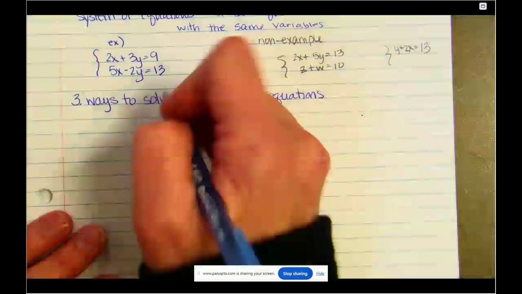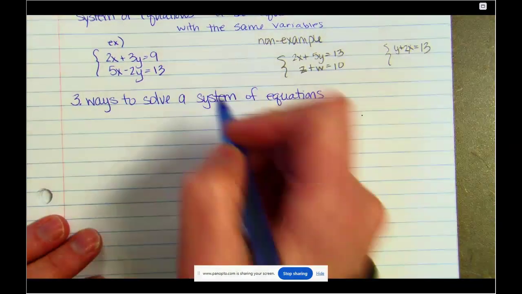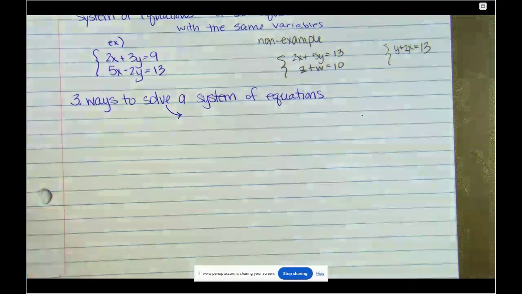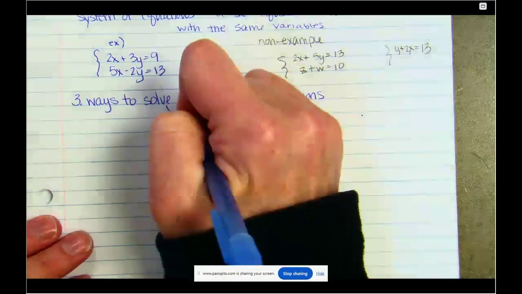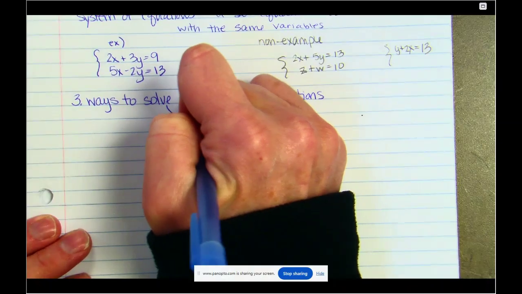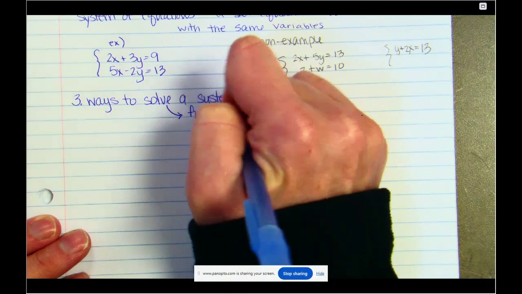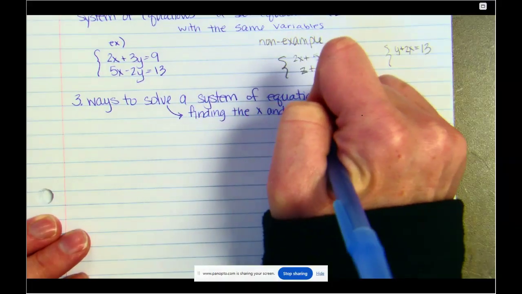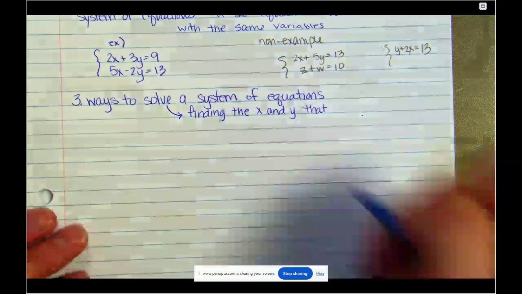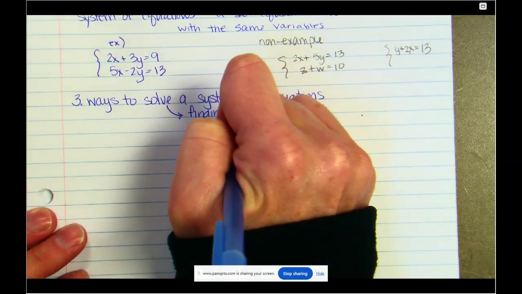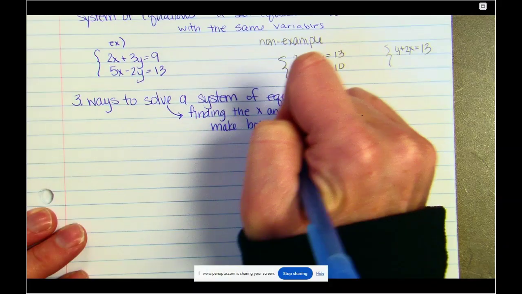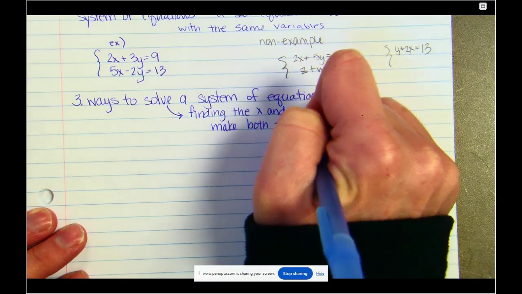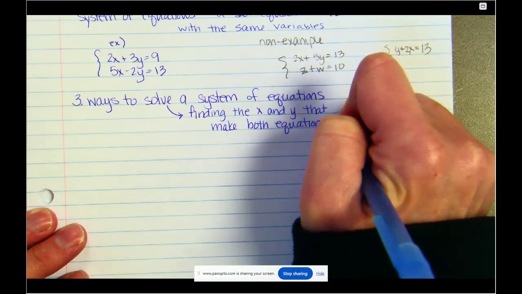Okay, so first of all, we got to know what it means to talk about solving. When we're solving, we are finding the x and y that make both equations true. We'll do an example of that in a second.